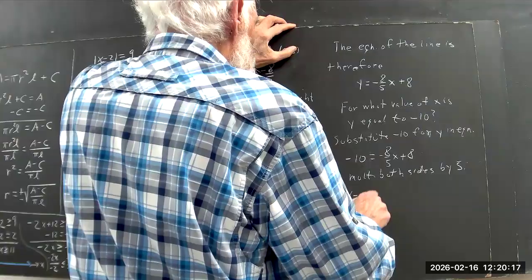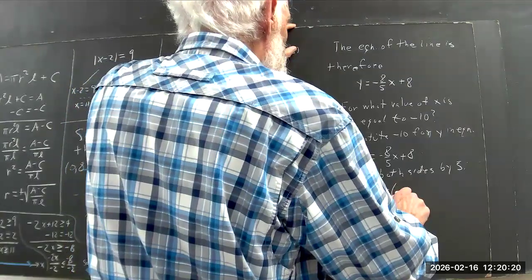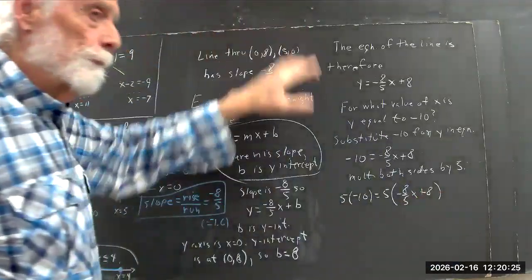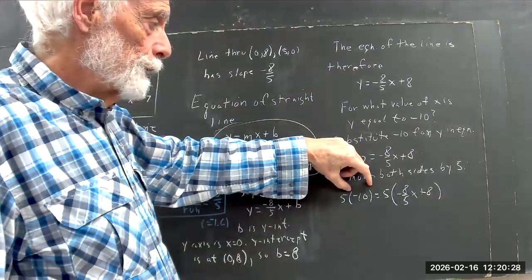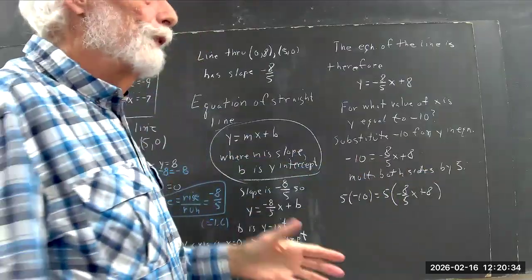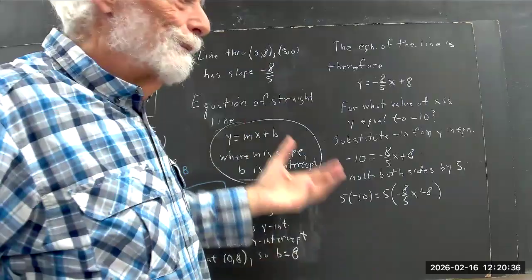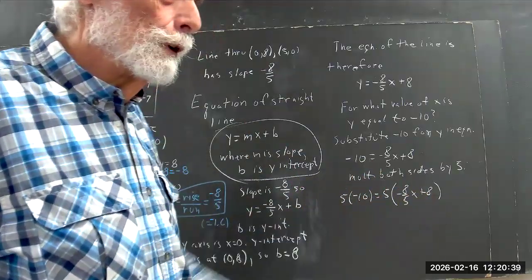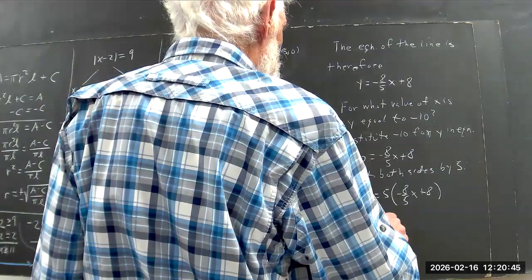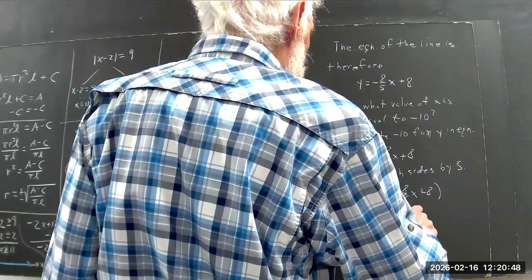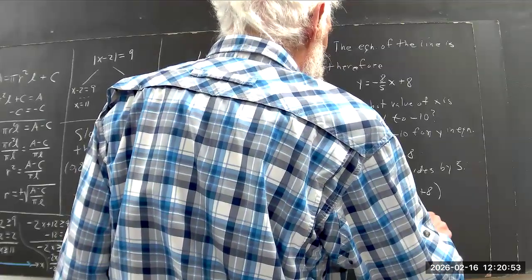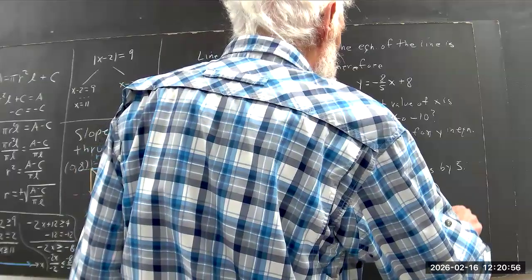Why? Watch what happens. I do 5 times negative 10 equals 5 times negative 8/5 x plus 8. Okay? 5 times the left-hand side, 5 times the whole right-hand side, not just part of it. Because if you only multiply 5 by part of it, you throw off the balance. The left-hand side would no longer be equal to the right. Okay, 5 times negative 10 is negative 50. Then I'm going to write out 5 times negative 8/5 x plus 5 times 8.